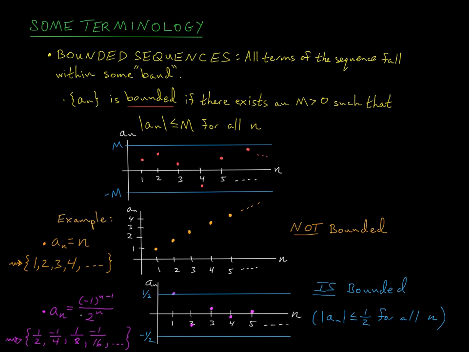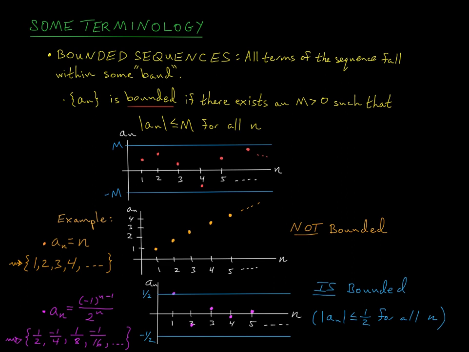Okay, contrast that with this second sequence where a sub n is negative 1 to the n minus first power divided by 2 to the n. Okay, so here I have 1/2, comma negative 1/4, comma 1/8, negative 1/16, so on and so forth. So here, right, I'm going down, then up, then down, then up. And notice, right, the magnitude, or in other words, the absolute value of the terms is steadily decreasing because of the 2 to the n term in the denominator. Well, all of these terms you see here, right, are within this band between negative 1/2 and 1/2, right? They're all contained or trapped in this band. So this is a bounded sequence.